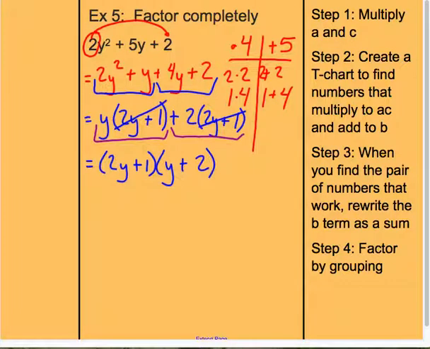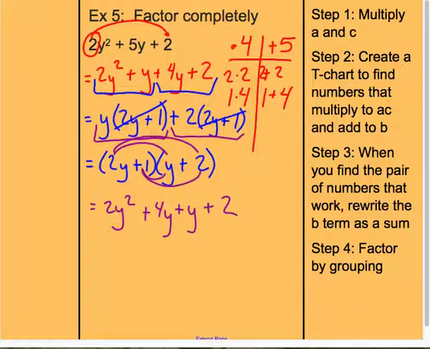So again, just to check our work on this one quickly to show you that it does equal what we started with, you can always check your work on factoring and know that you did it right. 2y times y equals 2y squared. 2y times 2 gives us a plus 4y. 1 times y is 1y, or y. And 1 times 2 gives us a 2. Simplifying our middle terms, we have 2y squared plus 5y plus 2, which equals what we started with.